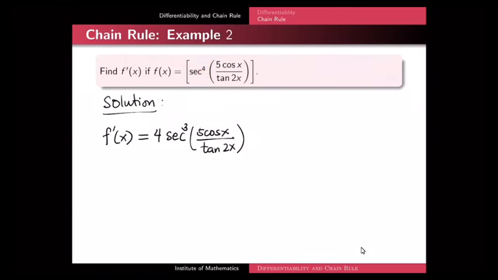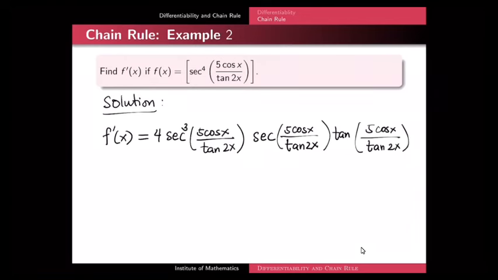So sinasabi ng chain rule, kailangan uubusin natin lahat ng function. So aside from getting the derivative of this, we go that to the next function, which is secant, and get the derivative of that. Okay, what is the derivative of secant? Derivative of secant is secant of 5 cosine x over tangent 2x times tangent of the quantity 5 cosine x over tangent 2x. Okay? So again, this is the derivative of secant.